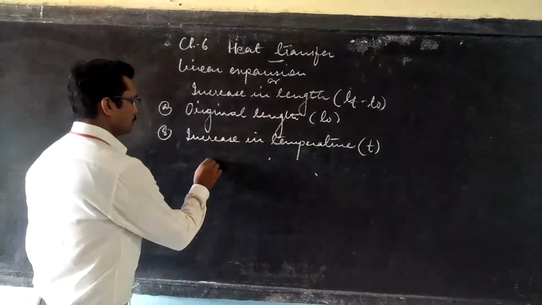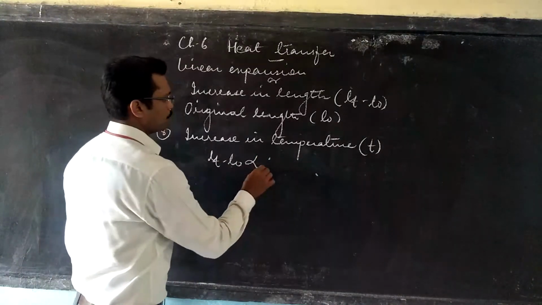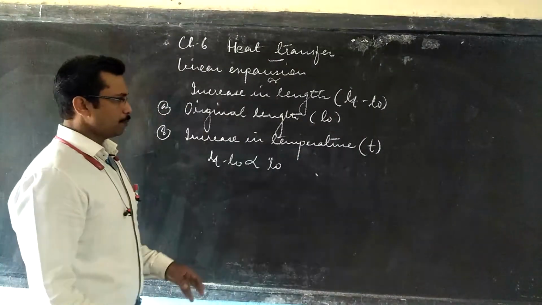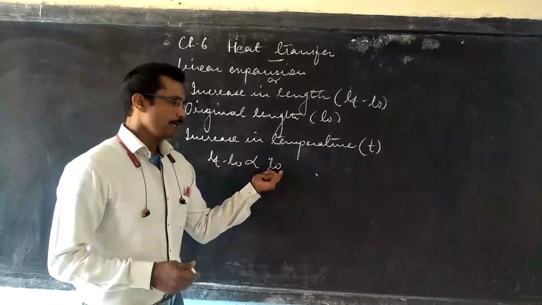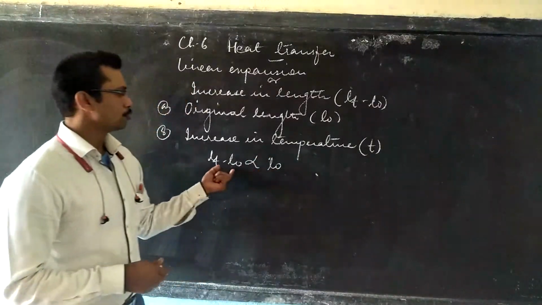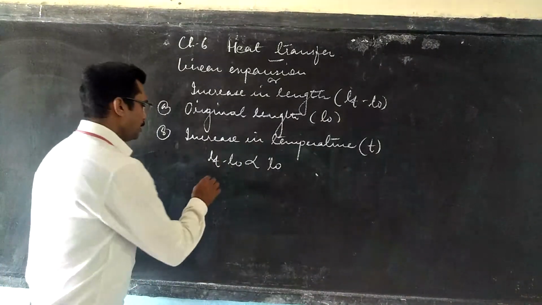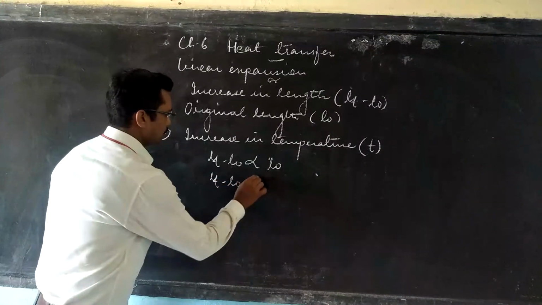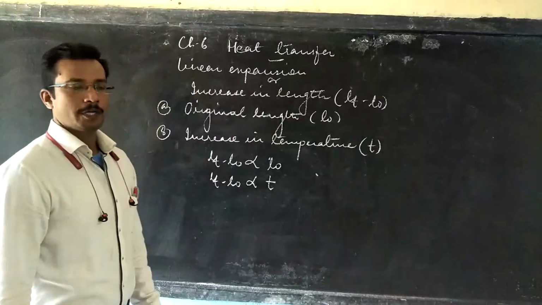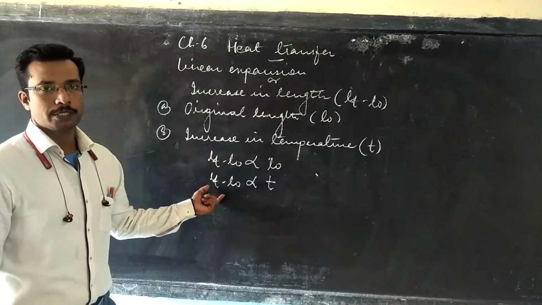So we can write increase in length, that is LT minus LO, is directly proportional to the original length. Directly proportional to original length means when original length is more, it will also show more linear expansion. Similarly, we can also write increase in length is directly proportional to increase in temperature. It means on increasing the temperature, the linear expansion will also increase.